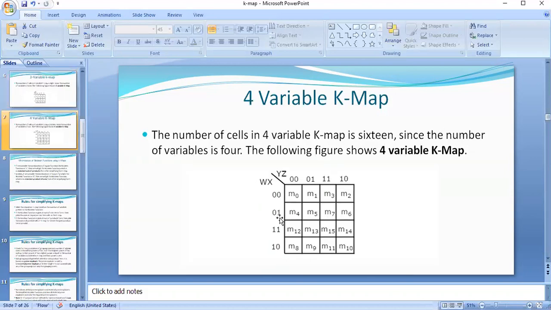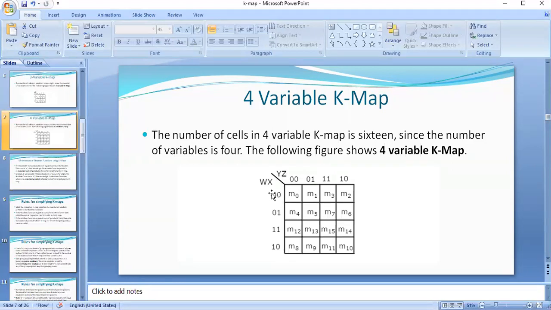Next, the four variable K-map. For a four variable K-map, we have 2 power 4 combinations, which means 16 cells. How can we divide these four variables? Here I'm taking two variables as one group and the other two as another group. Taking the variables W, X, Y, Z in alphabetical order, I'm dividing W, X as one group and Y, Z as the other.